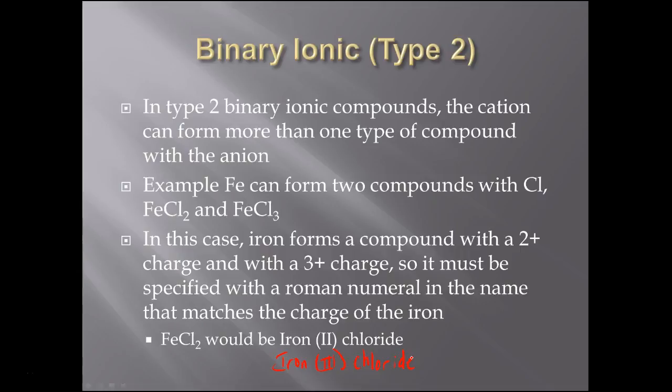You never need a Roman numeral for the anion because those charges are set. They never change. So you'll only need it for the first cation here if it has more than one possible charge, and that's the case with most transition metals.